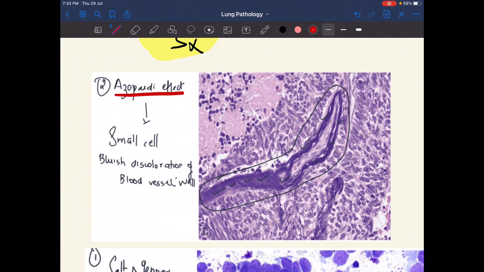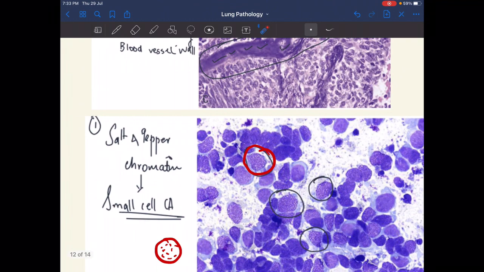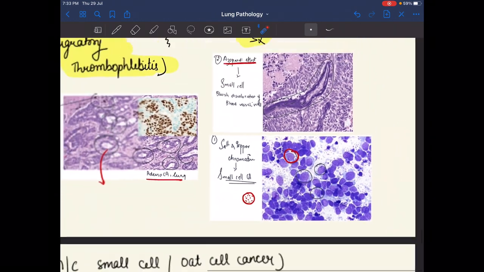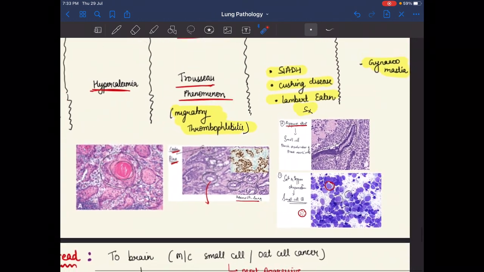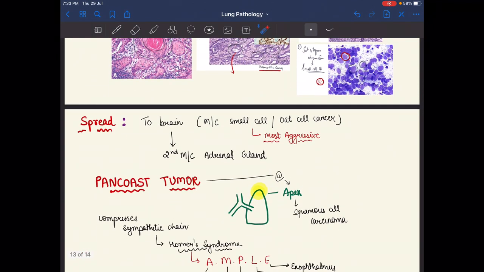So what is the Azzopardi effect? Basically, the Azzopardi effect is a bluish discoloration of the blood vessel wall. As we see, this is a blood vessel which is seen in blue color, and that's why it is the Azzopardi effect. The Azzopardi effect is seen in small cell carcinoma, and salt and pepper chromatin is also seen in small cell carcinoma. So these were the microscopic pictures for these malignant lung tumors.